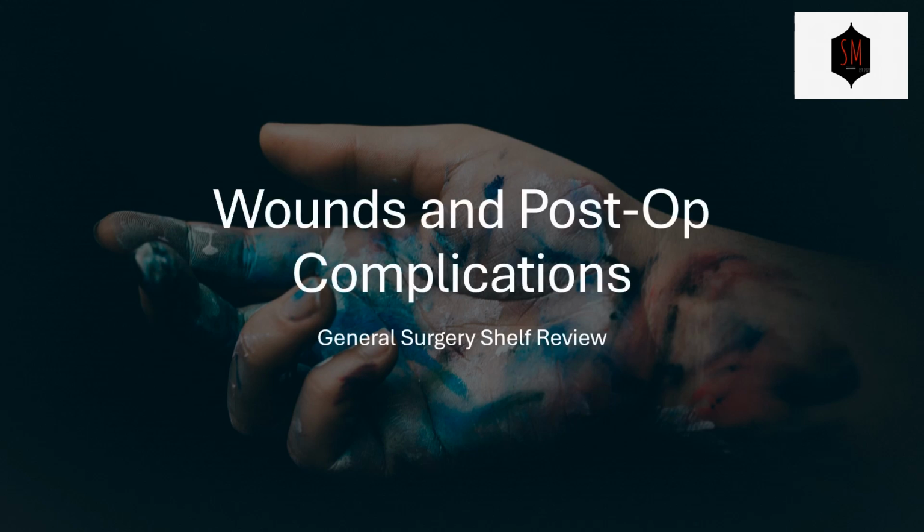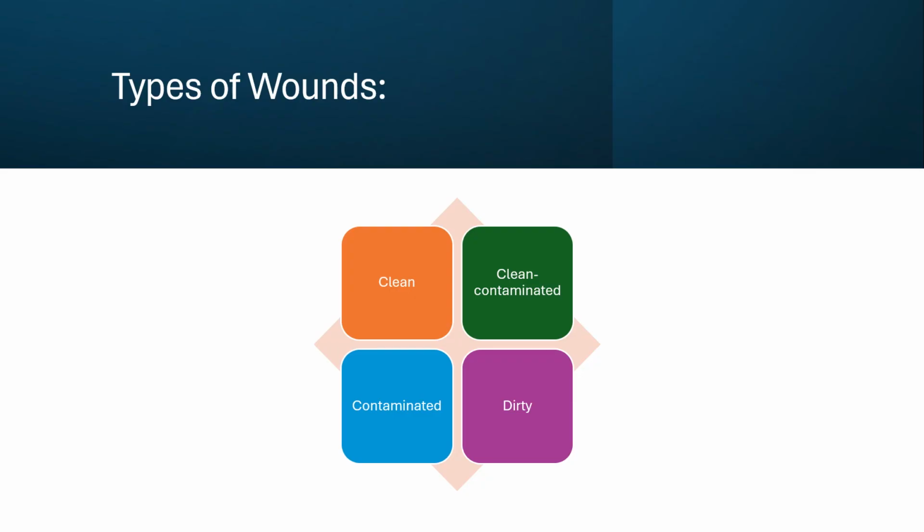This video will review wounds and basic post-operative complications in preparation for your general surgery shelf review. There are various types of wounds. To start, clean wounds arise from sterile, non-traumatic fashion, an area free of pre-existing inflammation. Think respiratory, genital, urinary, not entered. Everyone in the surgical case follows strict aseptic technique.